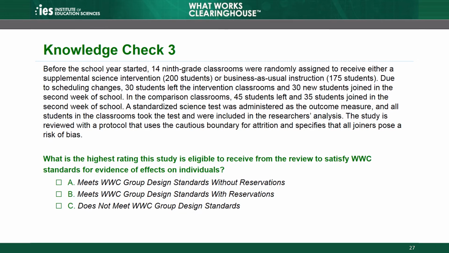A standardized science test was administered as the outcome measure, and all students in the classrooms took the test and were included in the researchers' analysis. The study is reviewed with a protocol that uses the cautious boundary for attrition and specifies that all joiners pose a risk of bias.